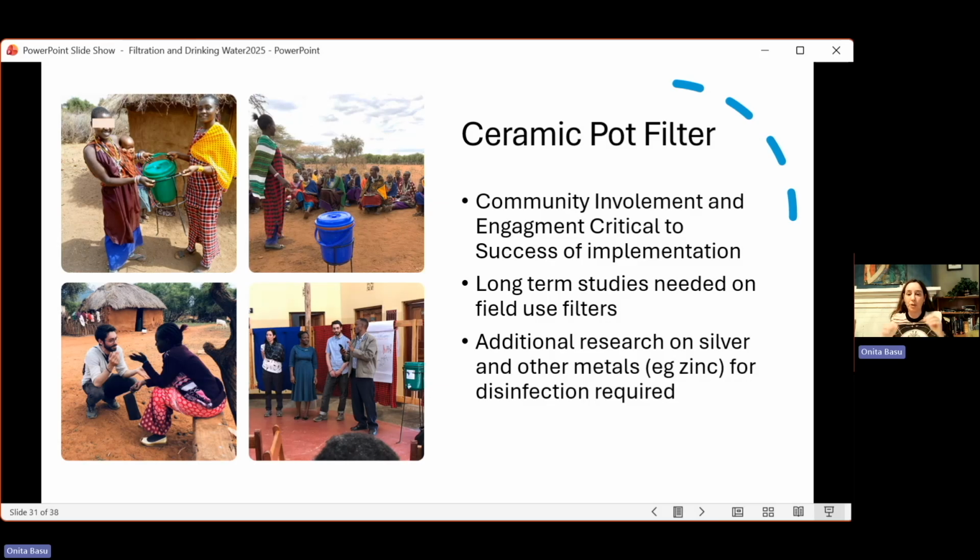Also, long-term studies are needed on filter use in the field. I have up to 2 years of data on use in the field, but we're looking at doing some longer term research at this time to see how everything is functioning. These are just some of our pictures on that side.